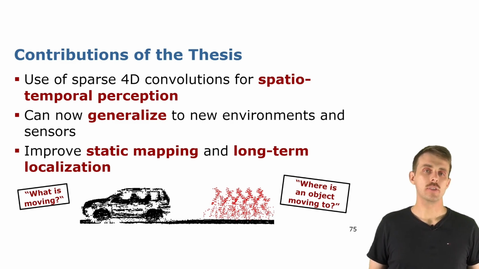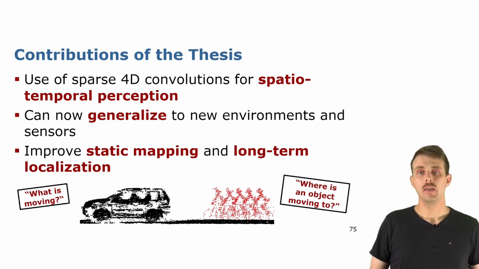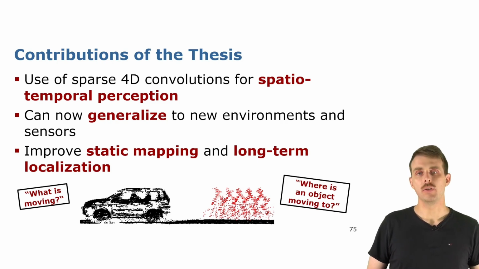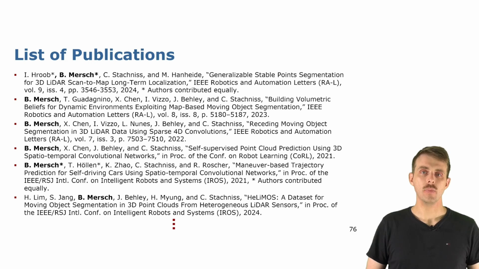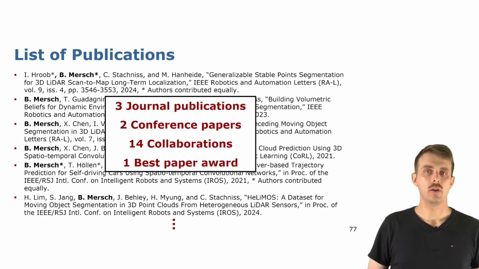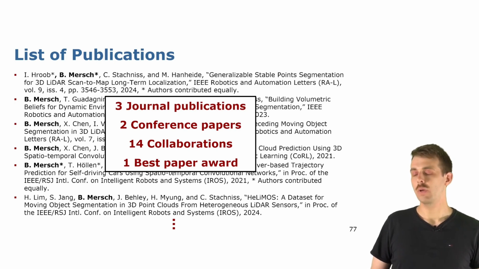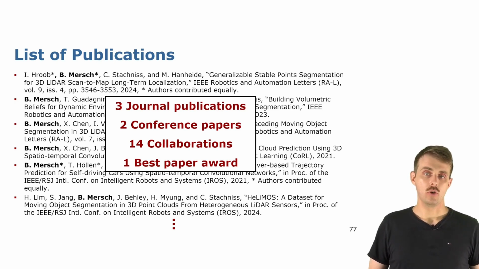And overall, in the thesis, I covered the questions of what is moving in a scene, and also where is an object moving to in the future, although of course today we only covered the first question. Overall in my PhD, I contributed to 3 journal papers, 2 conference papers, 14 collaborations with my colleagues, and we got 1 paper award for KISS ICP.